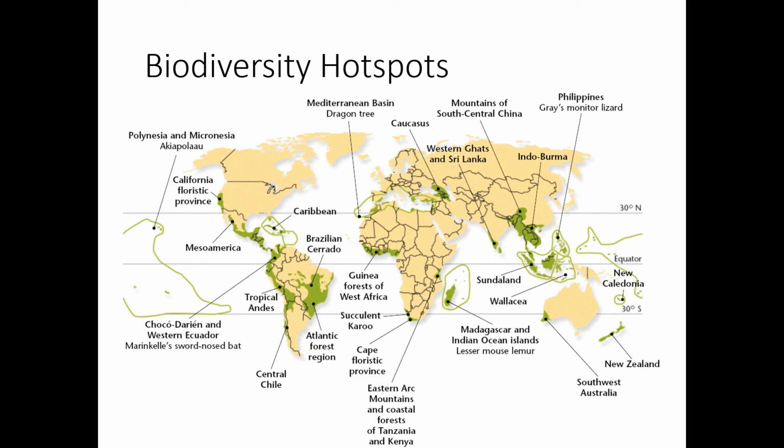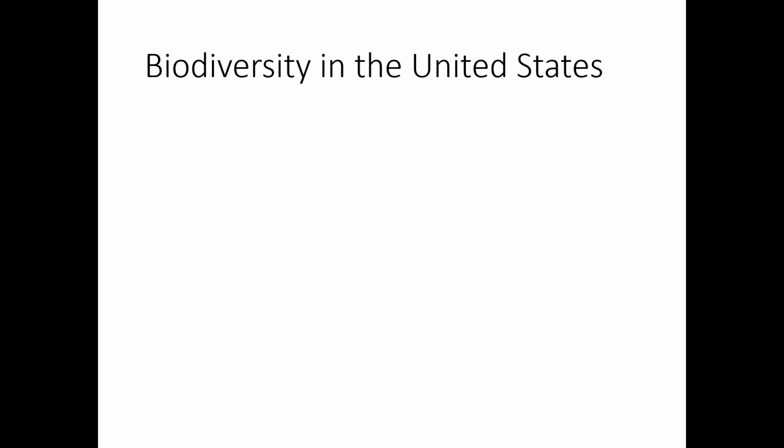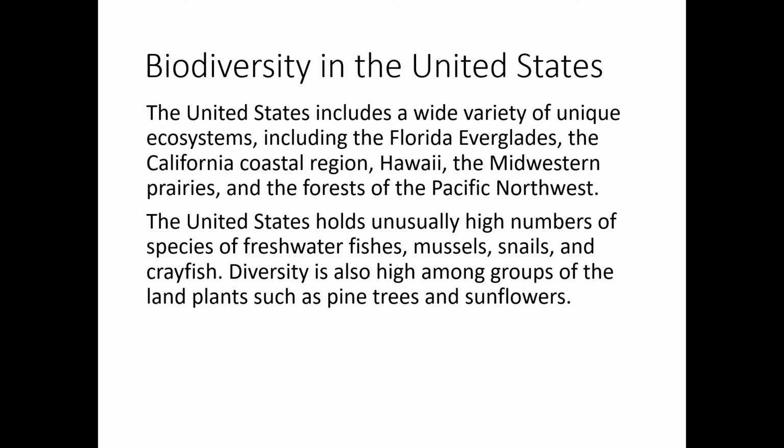And this is just a map of the world of all the different biodiversity hotspots. So for the U.S., you have some in California, and then some over here, especially in Florida, like the Florida Everglades. So biodiversity in the United States, you have the Florida Everglades, as I mentioned, different coastal regions in California, Hawaii, Midwestern prairies, and then forests in the Pacific Northwest. The U.S., interestingly enough, has high numbers of freshwater fishes, mussels, snails, crayfish, and also a large diversity in land plants like pine trees and sunflowers in comparison to the rest of the world.